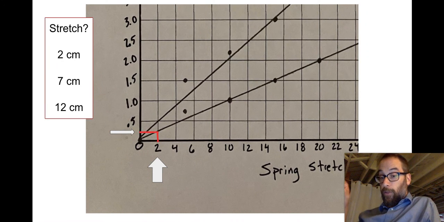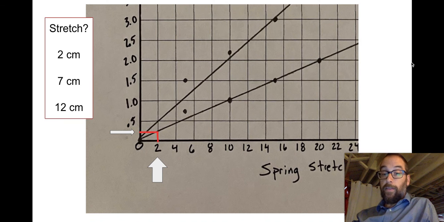So if we go up from 2 to the line, over from the line to the y-axis, we see that to get a stretch of 2 centimeters is going to require about 0.25 newtons of force. Now this is an approximation, okay? It's not directly written on the graph, but you can see that that line hits the y-axis about halfway between 0 and 0.5, and halfway between 0 and 0.5 is 0.25. So that's how much force you need to get that stretch according to this model of the relationship.